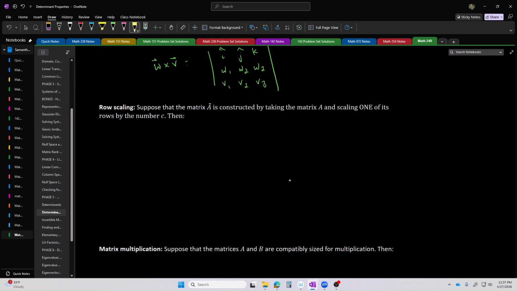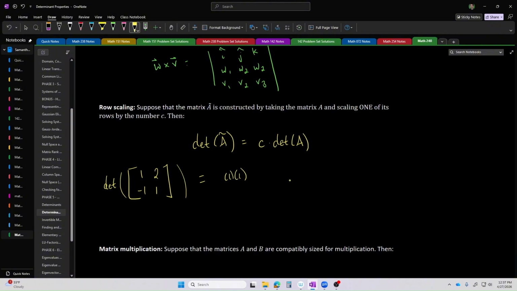If I scale a single row of a matrix by the number c, then the effect that action has on the determinant is to multiply the determinant by that same value, c. So for example, if I have the matrix 1, 2, minus 1, 1, and I calculate the determinant of that, then I get the result 1 times 1 minus 2 times negative 1. So that would be 1 plus 2, result 3.